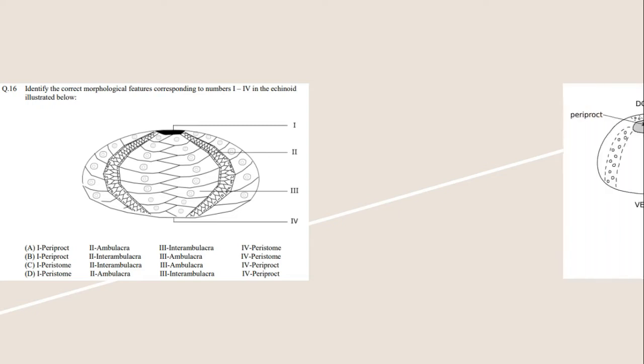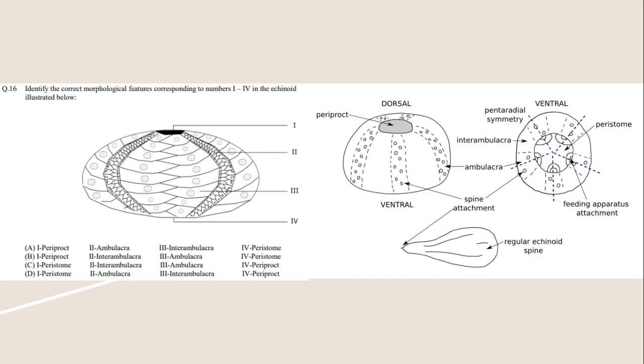To understand that, I have an image for you in which the important features have been mentioned, and there are two important sides of an echinoid. One is the dorsal and one is the ventral. In the case of an echinoid, dorsal is the side in which the anus is present, also called the aboral side where there is no mouth, and ventral is the oral side where the mouth is present. So these are the two foremost divisions of any echinoid.